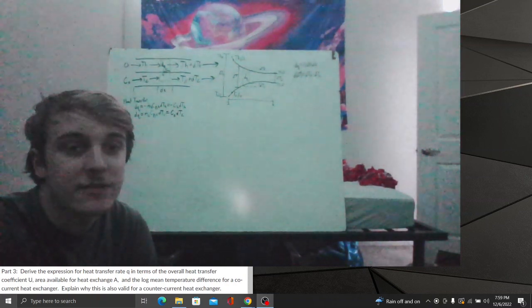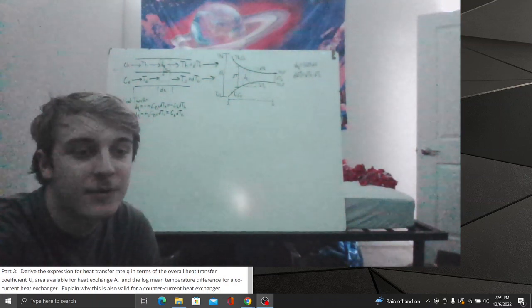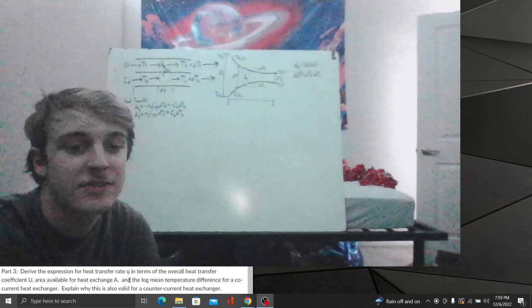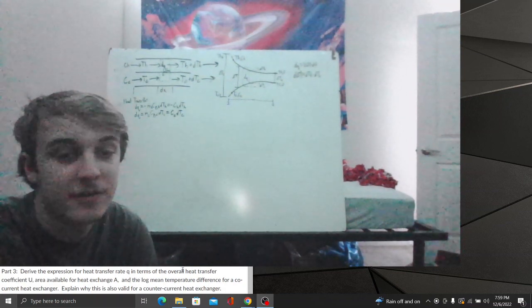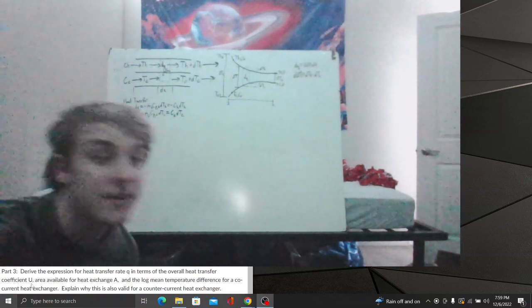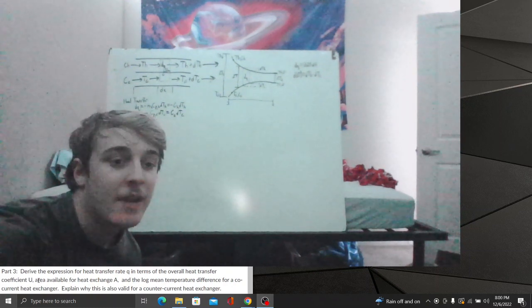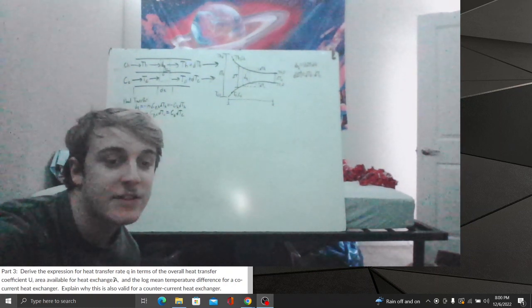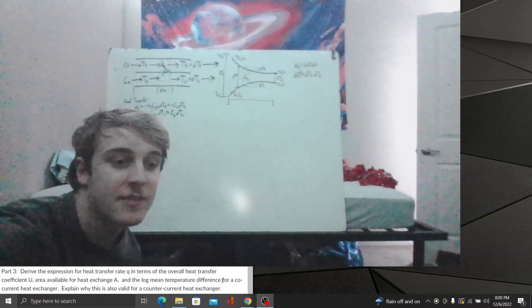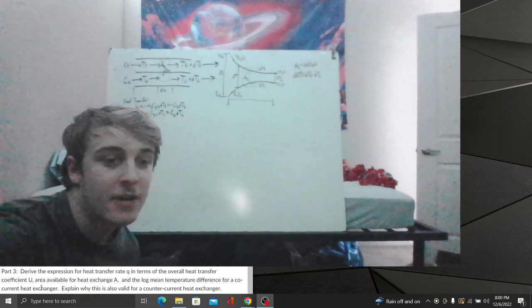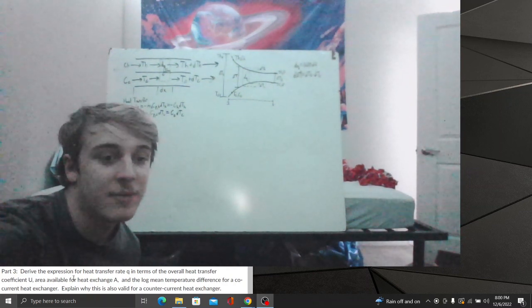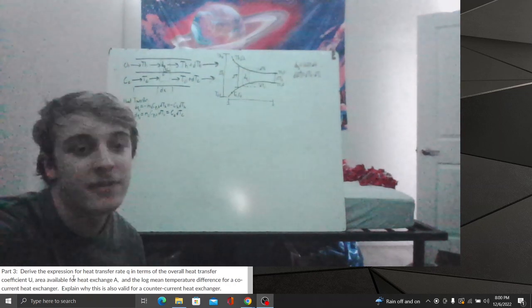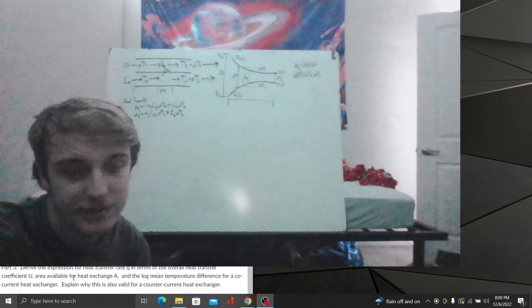So this is part 3 of homework 5, and we will be deriving the expression for heat transfer rate Q in terms of the overall heat transfer coefficient U, area available for heat exchange A, and the log mean temperature difference for a co-current heat exchanger, and explain why this is also valid for a counter-current heat exchanger.